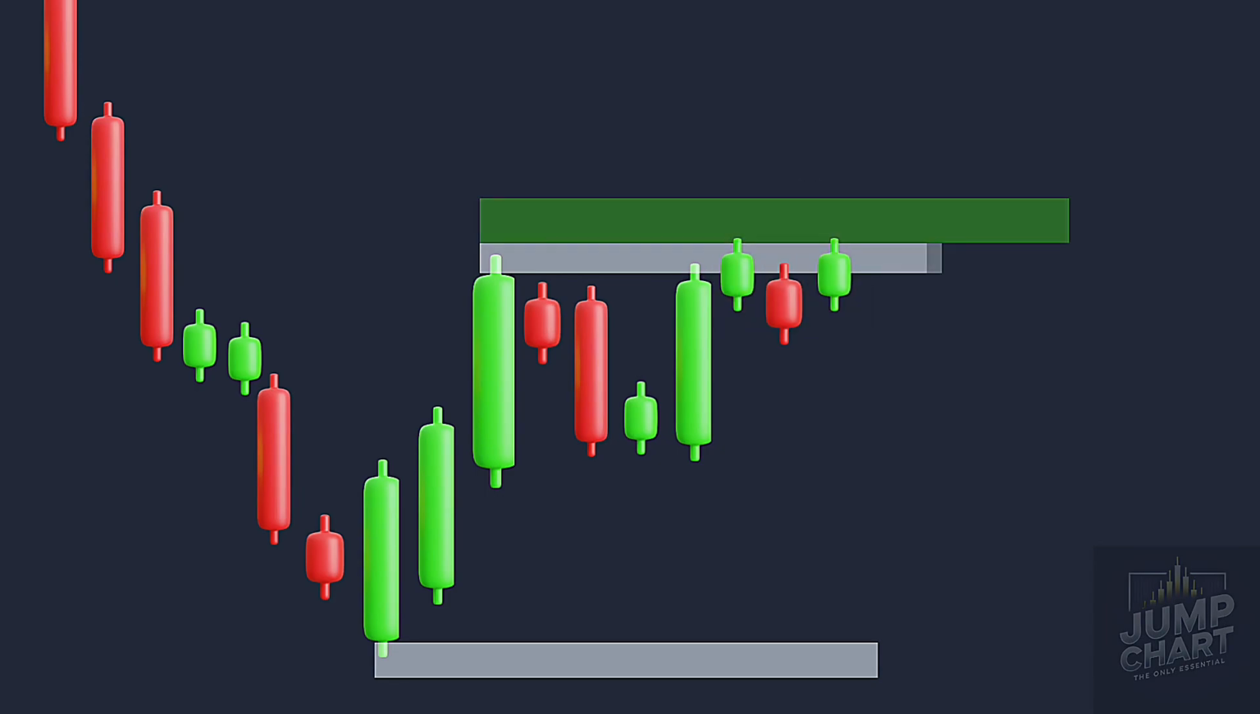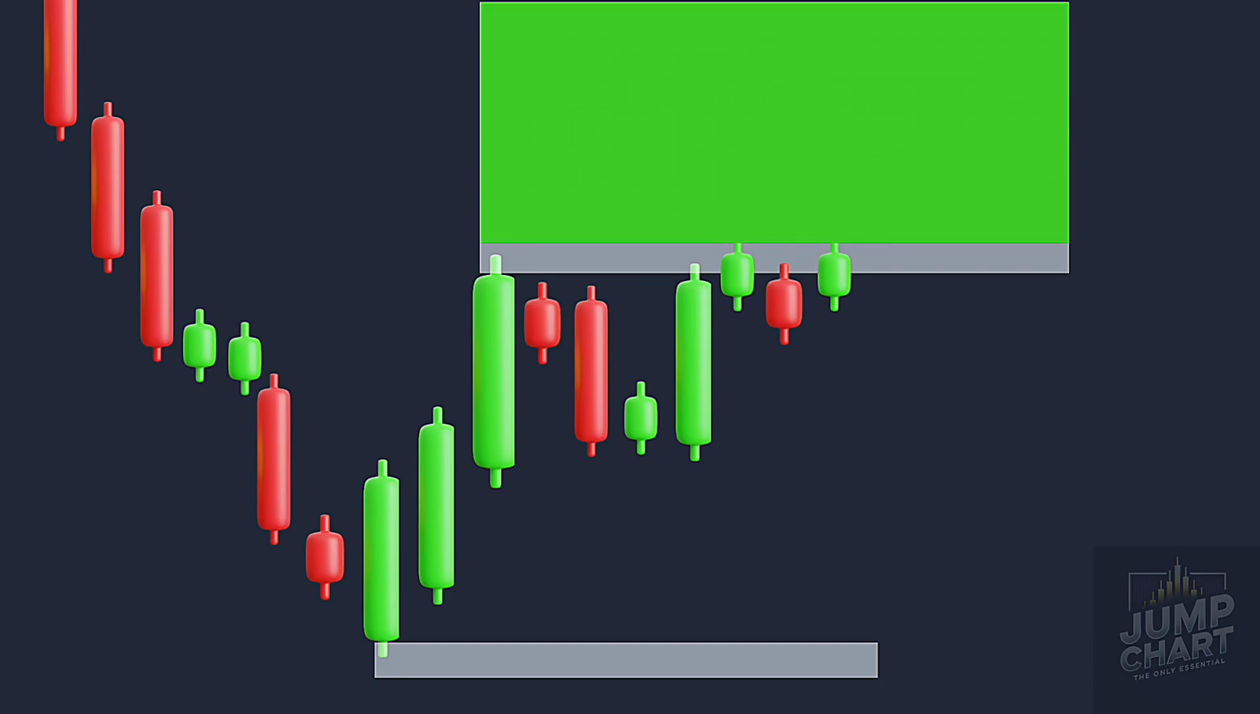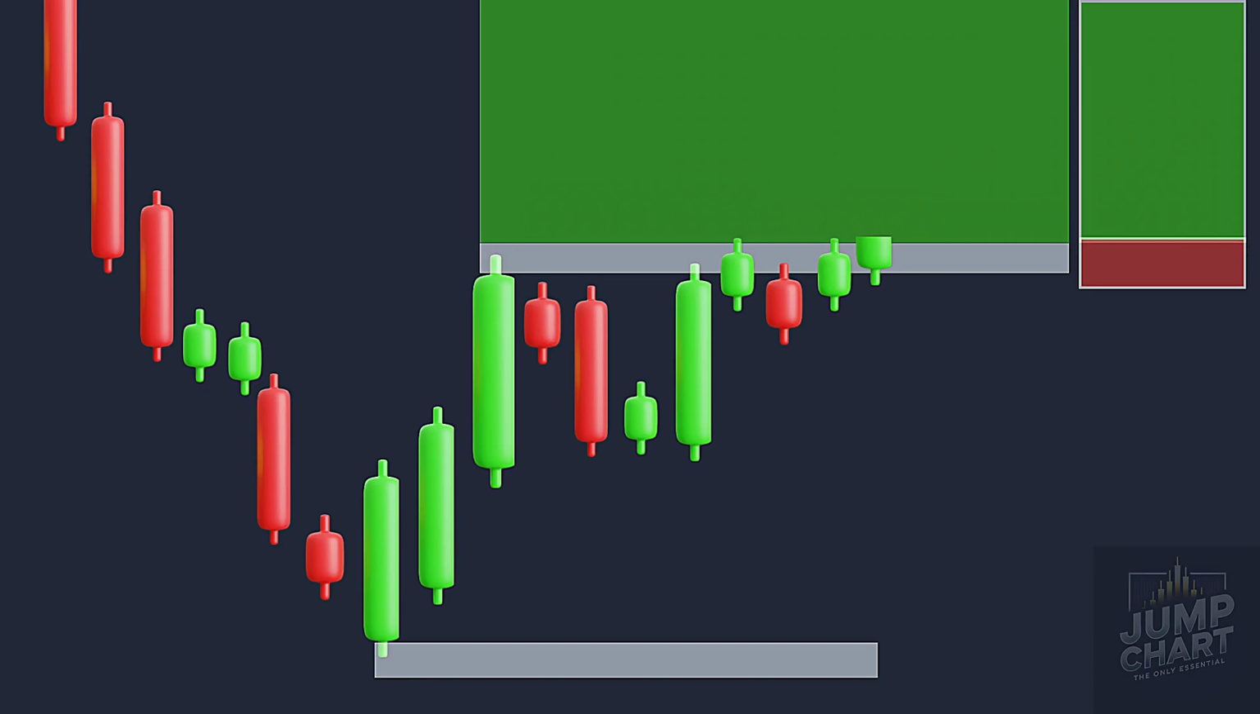Then I draw a green trading zone just above the resistance level. This represents the clean airspace where price could run if it breaks out. Next, I map out a clean buy setup using a proper risk to reward ratio. And then the move happens.